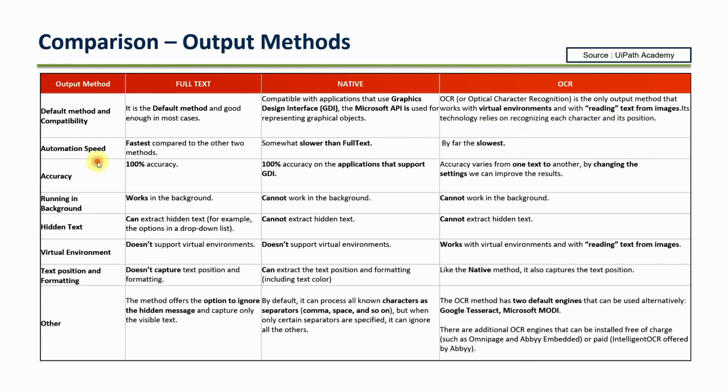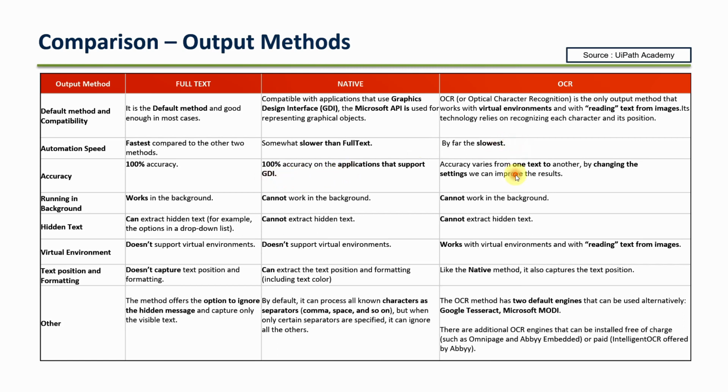If I talk about the speed, full text would be the fastest. Native would be somewhat slower than the full text, but OCR is the slowest because it is working on OCR technologies, right? So speed wise, the fastest is the full text, and the good thing is that it is the default one. Accuracy: full text is 100% accurate, but with a caveat that the application should be working on GDI.